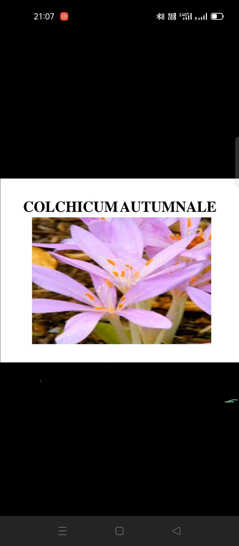So let's start with Colchicum autumnale. Colchicum autumnale is the medicine. You can see the plant of Colchicum in the picture. Which part of this plant is used in the preparation of the medicine? Especially the fresh bulb is used in the preparation of this medicine.